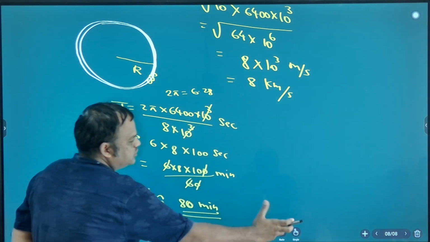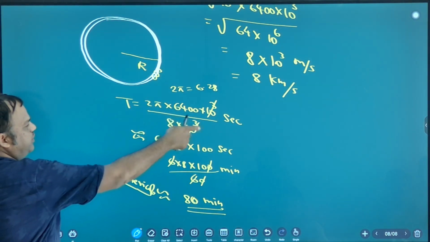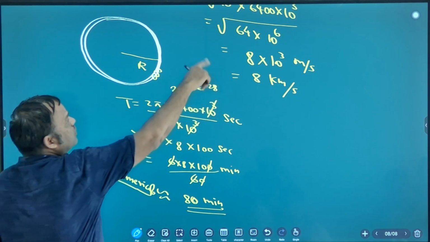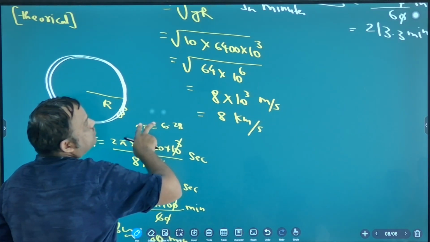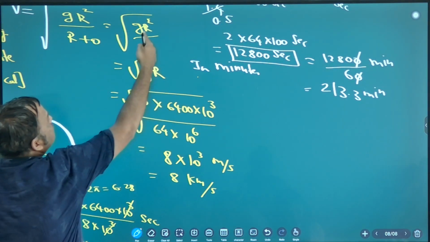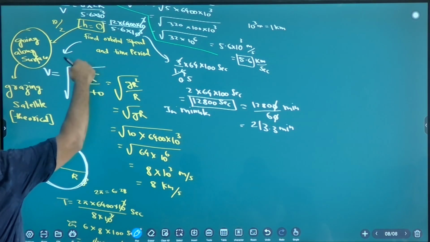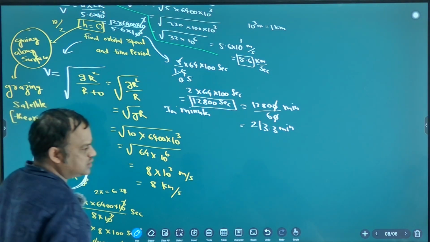Okay, so note down the time period. Clear? 2 pi r by v. And v, clear everyone, is the square root of g capital R square by r plus h. This formula you remember. Very important formula.